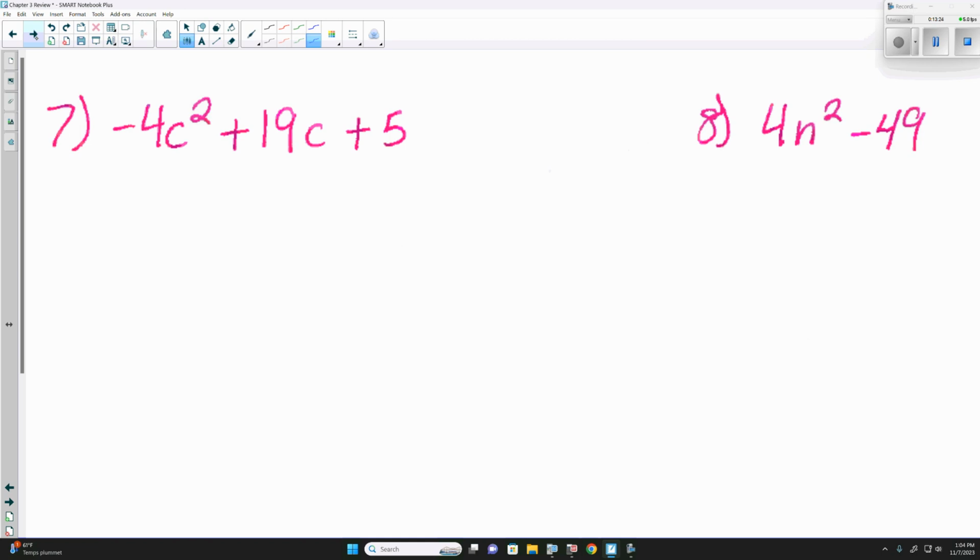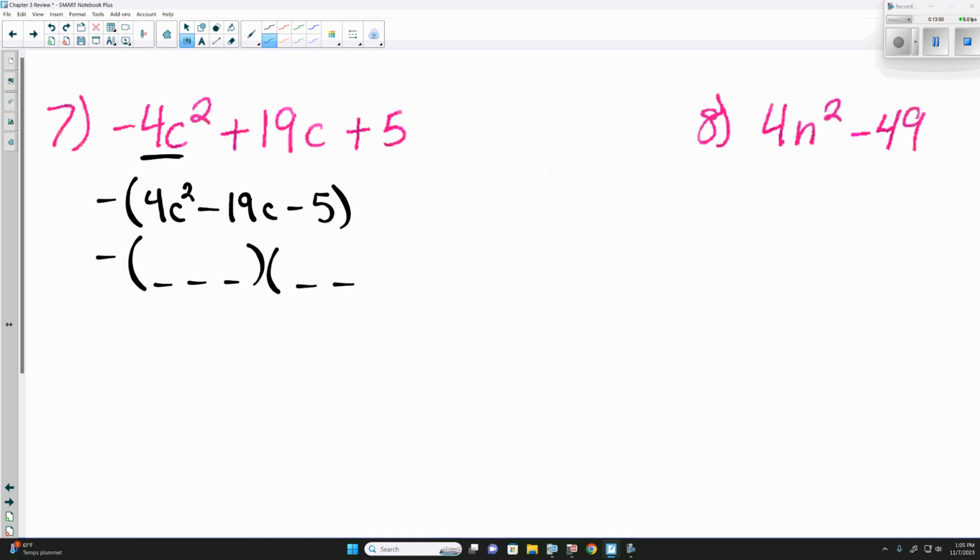7. So if we look at this one here, there isn't a greatest common factor between the three terms. But because this first term is negative, I'm going to factor the negative out. We're essentially dividing everything by negative 1, and it's making all the terms go from positive to negative or negative to positive. Once we factor that out, 2 parentheses with 3 spaces.